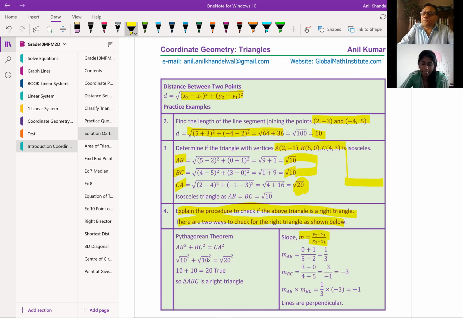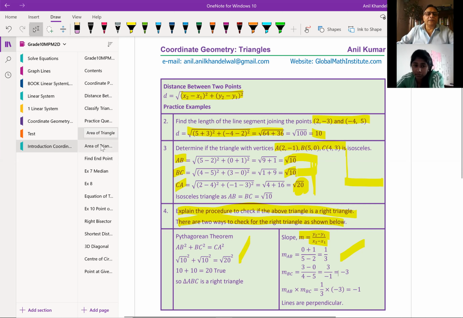So finding slope is faster. You don't have to find the distance. Well, in this question, we had to find the distance, and therefore that was better, correct? But if you're given an option, go with slope for right triangle. Find all the three slopes, and if two of them are negative reciprocal, you know it is a right triangle.